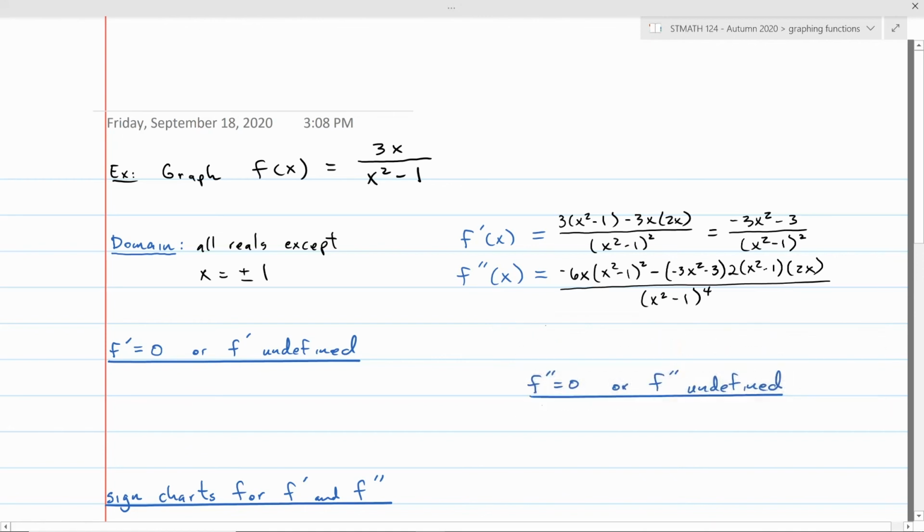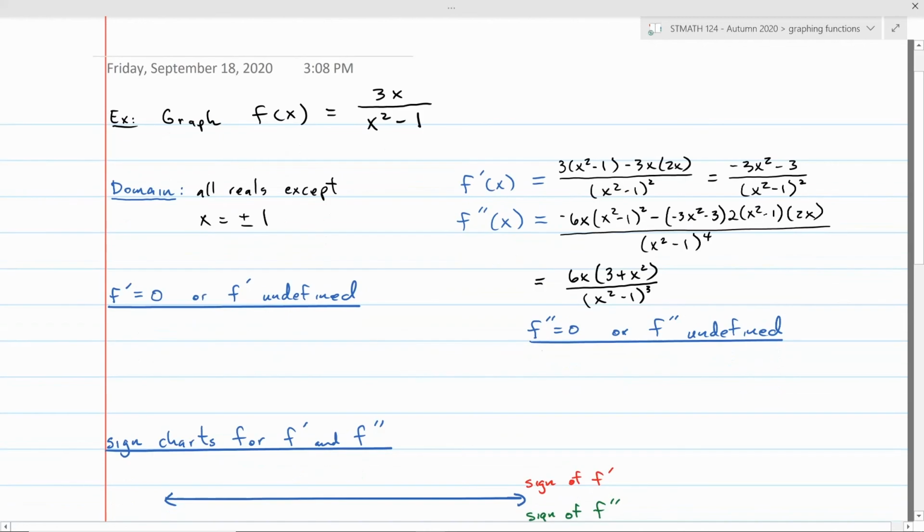Okay, so going off to the side a little bit and doing some simplification, I found out that the second derivative reduces to 6x times (3 plus x squared) divided by (x squared minus 1) to the third power. Okay, let's figure out where that first derivative is either equal to 0 or undefined.